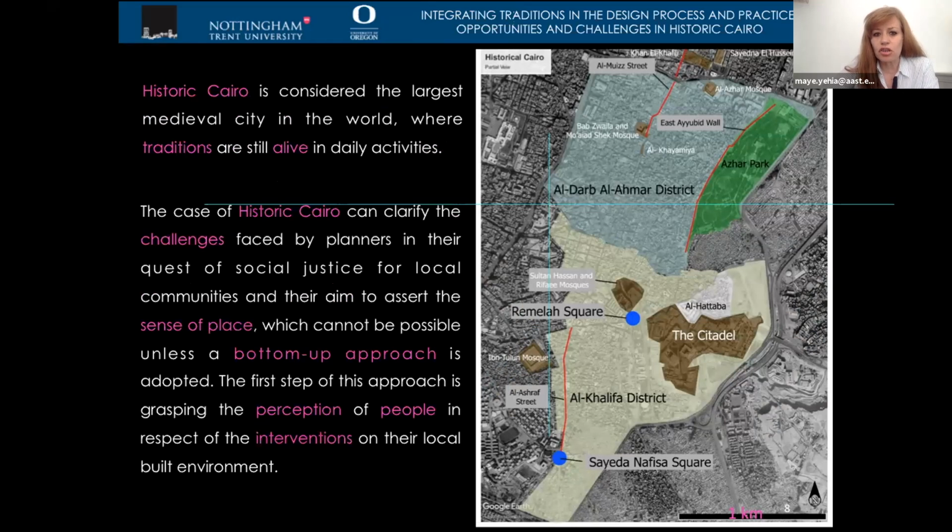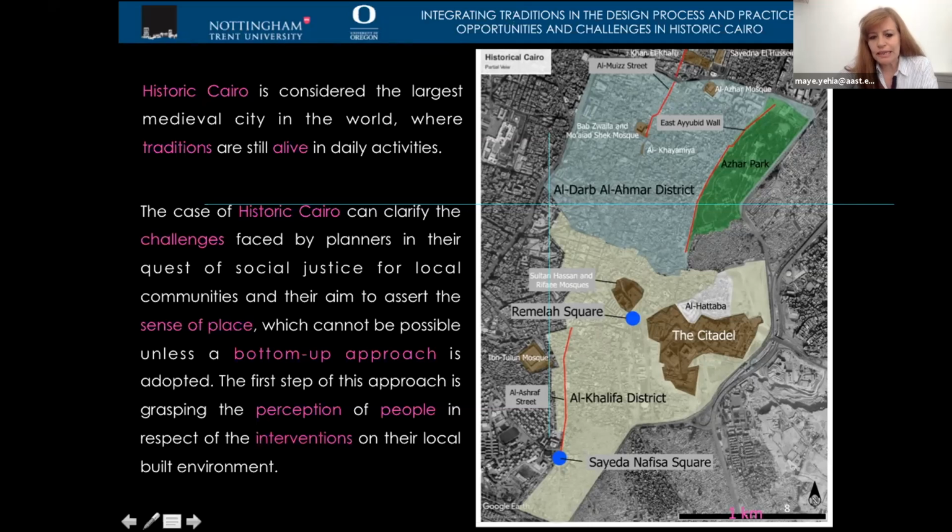The case of historic Cairo can clarify the challenges faced by planners in their quest of social justice for local communities and their aim to assert the sense of place, which cannot be possible unless a bottom-up approach is adopted. The first step of this approach is grasping the perception of people in respect of the intervention on their local built environment.